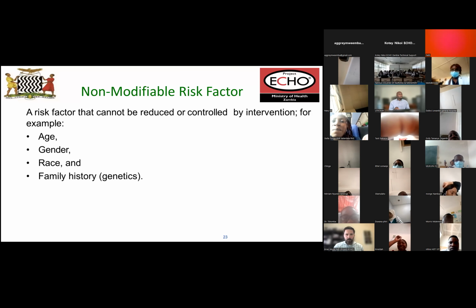A non-modifiable risk factor is a factor that cannot be reduced or controlled by intervention. For example, age, gender, race, or family history.